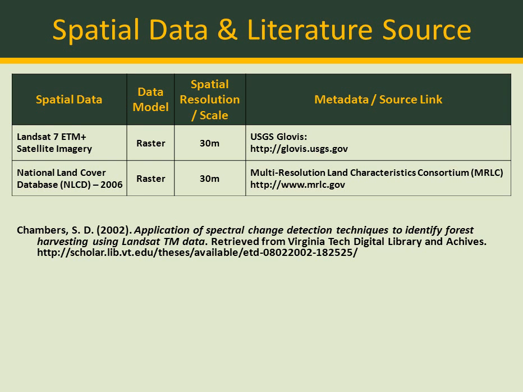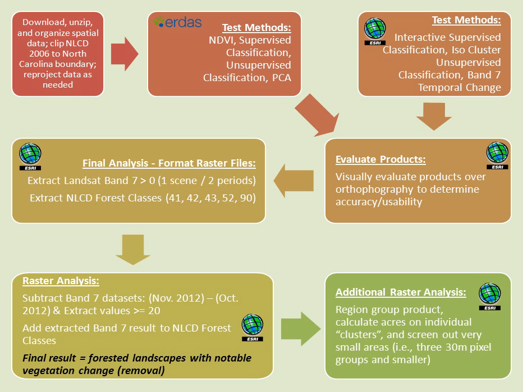Initially, I looked at using several different spatial data and literature sources, but in the end, I only used 2 spatial data sets and 1 literature source. The spatial data were Landsat 7 satellite imagery and the National Land Cover Database 2006 dataset. The literature source was a master's thesis written by S. Chambers from Virginia Tech. This is a flow diagram illustrating the process that I went through.